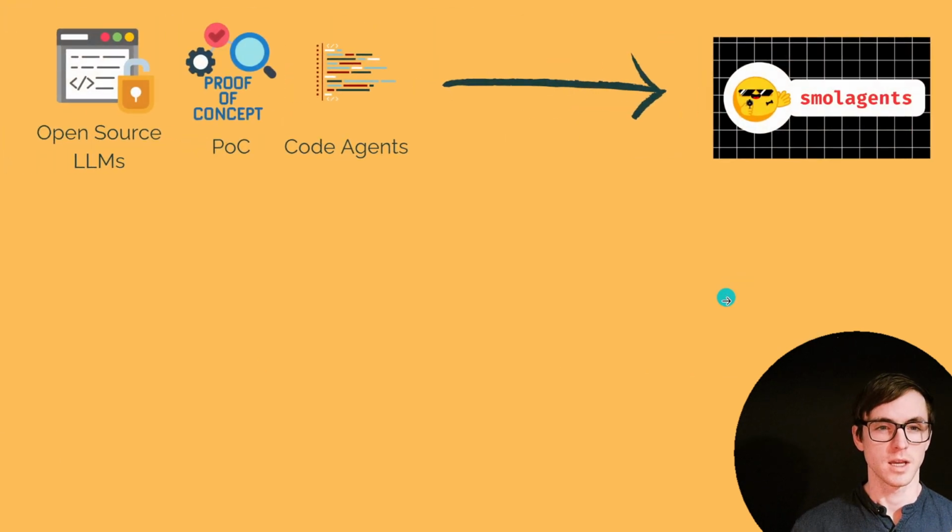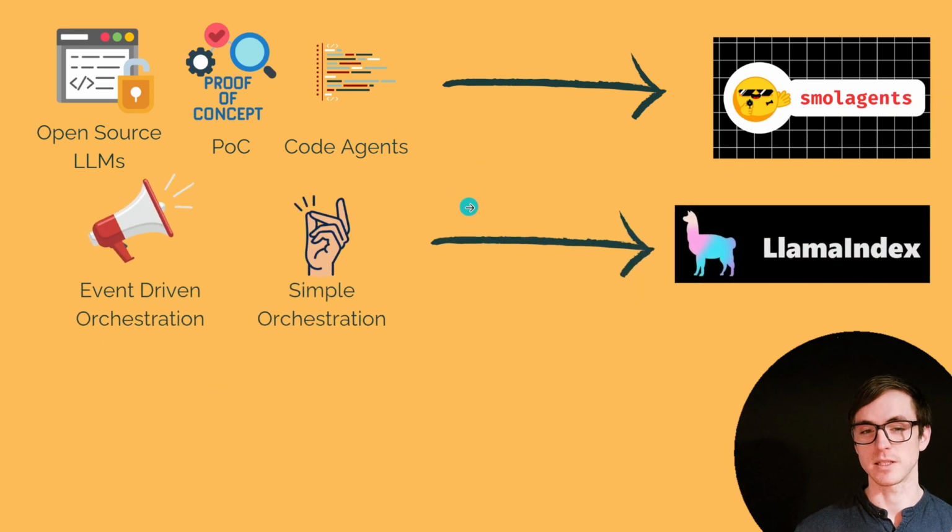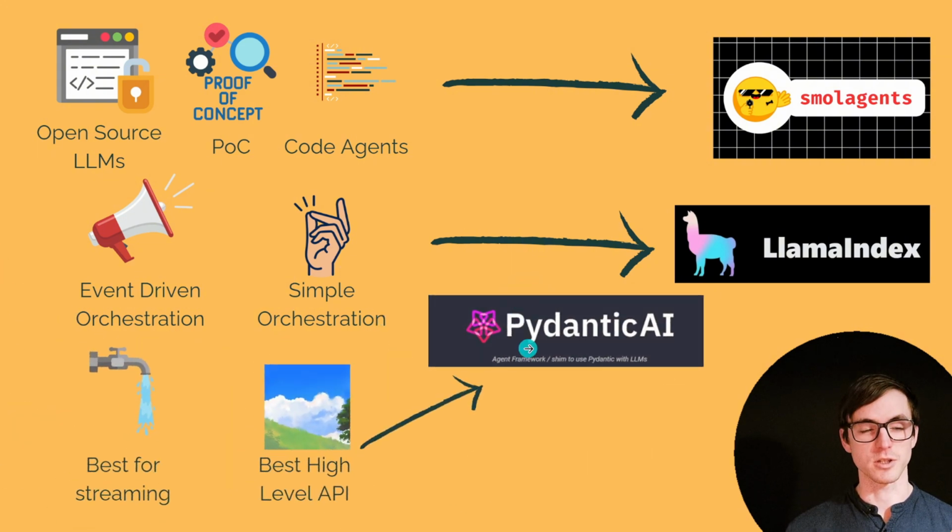Starting with SmolAgents. SmolAgents is unique in the fact that it can work with any language model because it uses what they call code agents, generating the function calls through code rather than structured output. This means they're going to be really good for developing proof of concept, or if you're working in research, or if you need to work with smaller or open source language models. If you need an event-driven framework that's the simplest orchestrator, then I'd recommend LlamaIndex, as there's only a few different abstractions that you need to know. If you want a high-level API that's also really good for streaming, I'd be going with PydanticAI, as it supports things like dependency injection and structured output streaming.